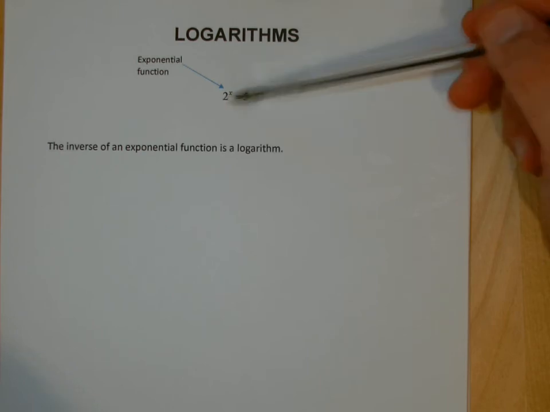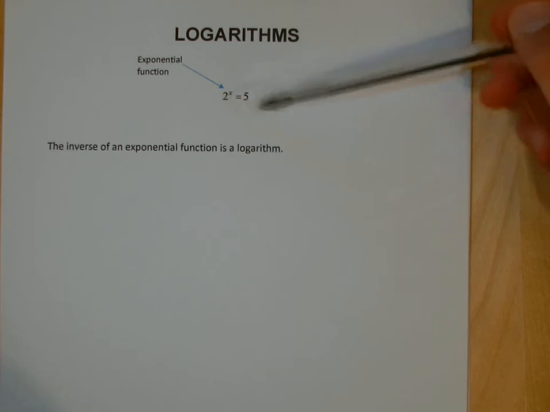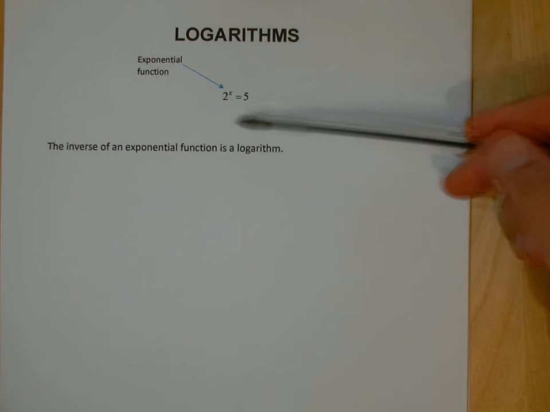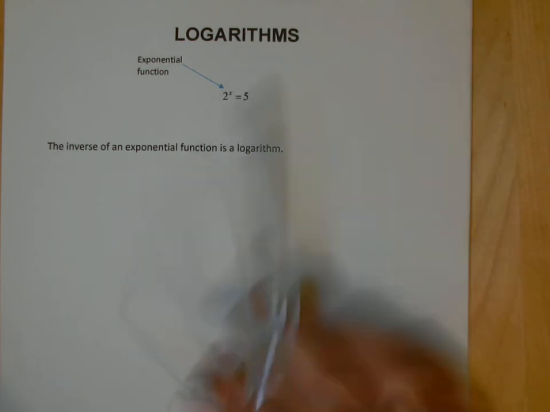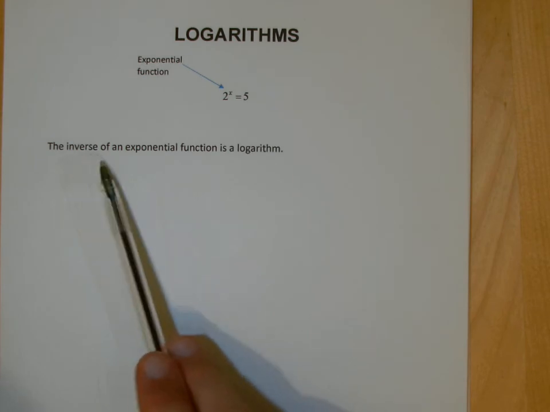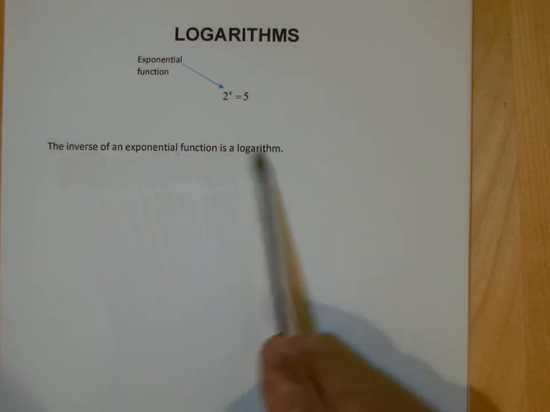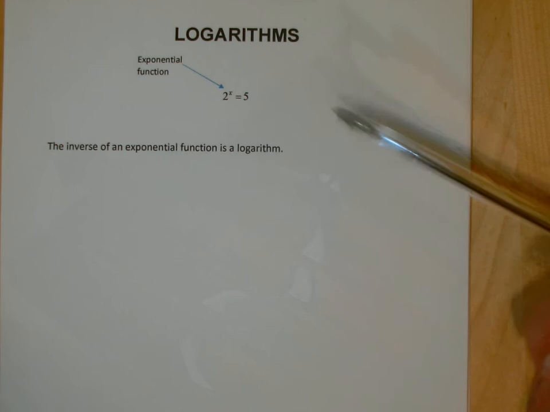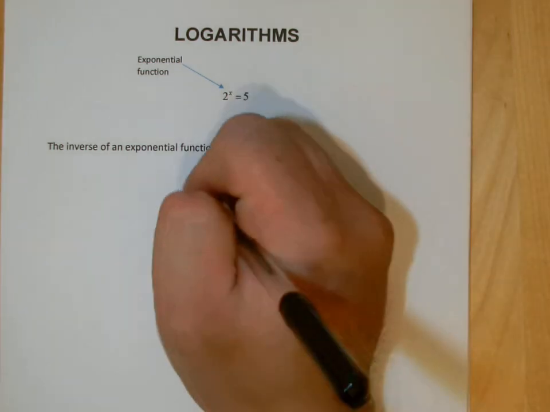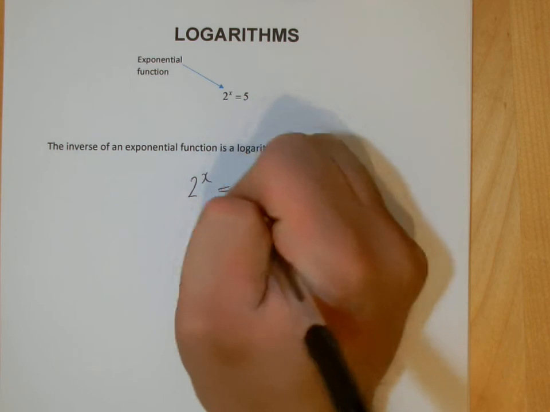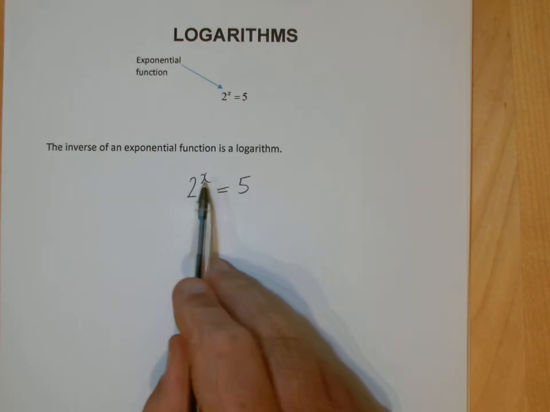You weren't taught how to do this at GCSE, it never came up in terms of solving this type of equation. But ultimately, to solve it, you use a logarithm. It says here, the inverse of an exponential function is a logarithm. So we need to think carefully about how the process works. When you see this, I'll write it down here, you want to work out what x is actually equal to.